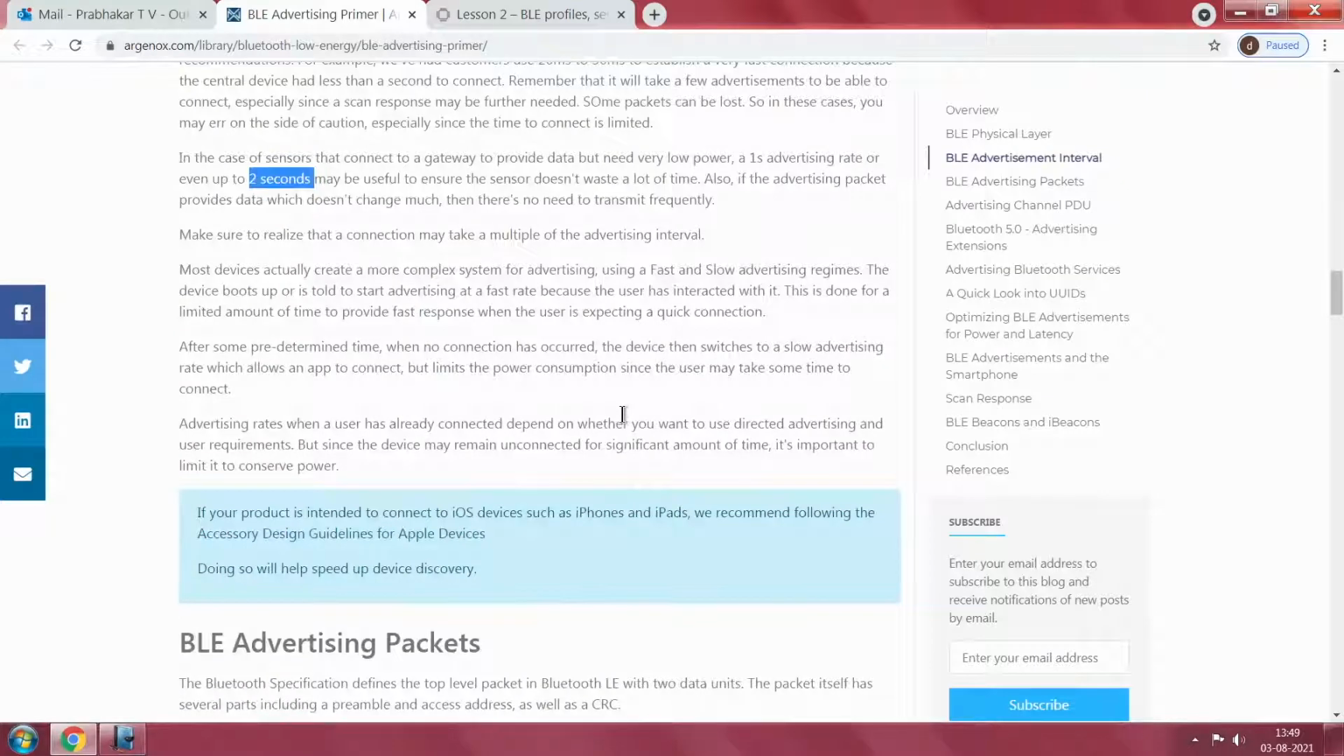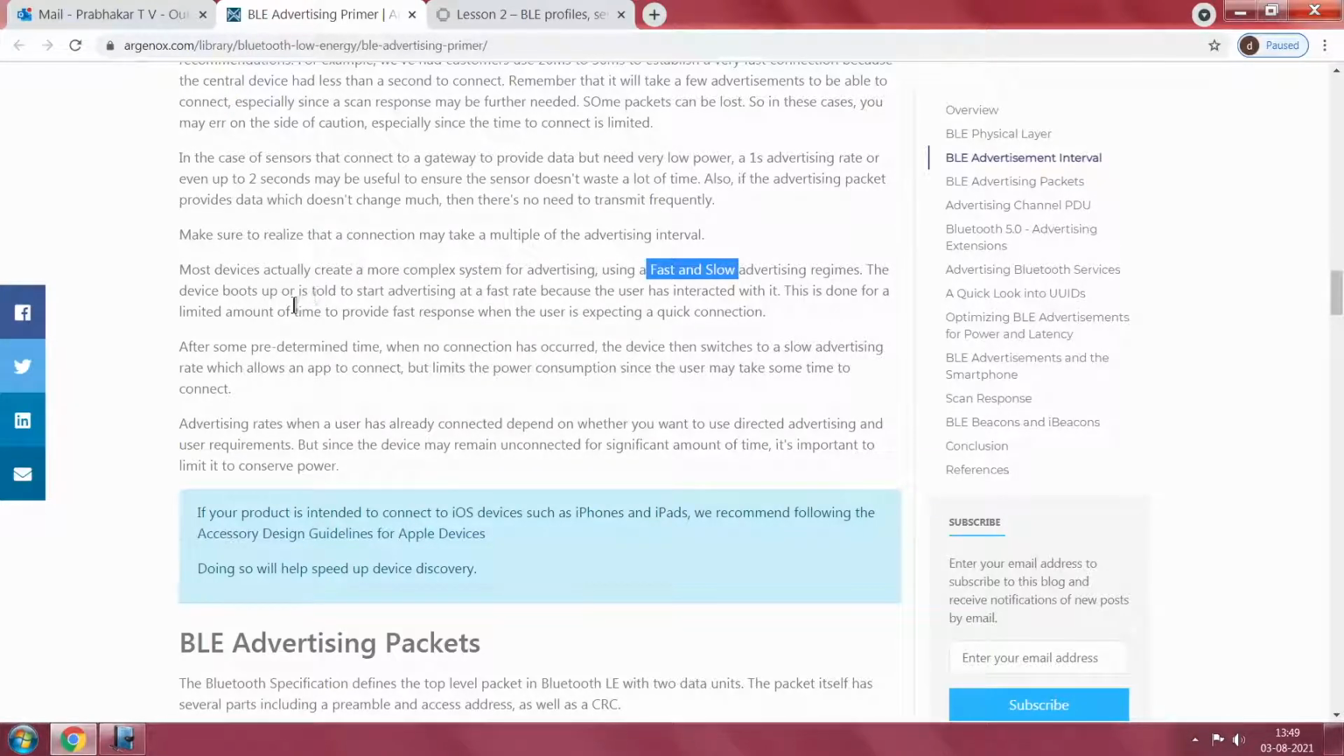So he gives you some sort of ballparking on the kind of numbers that you have to use, dividing the full range of advertisement interval into divisions which are most useful for you. Okay. Now he also goes on to say that most devices actually create a more complex system of advertising. They use fast and slow advertising regimes, and you can also think about mixing both of them together.